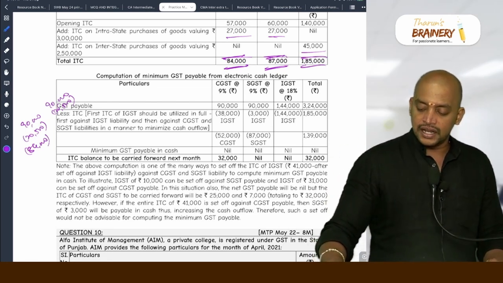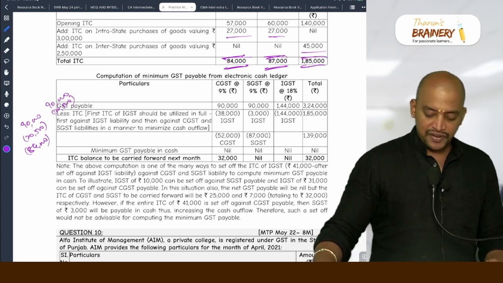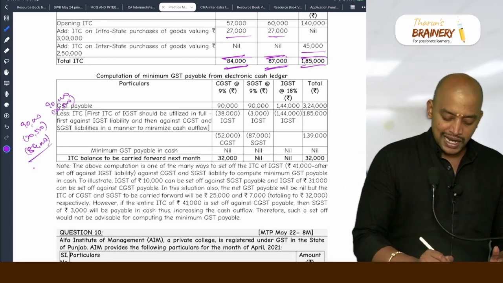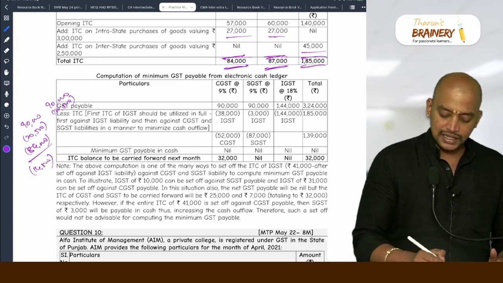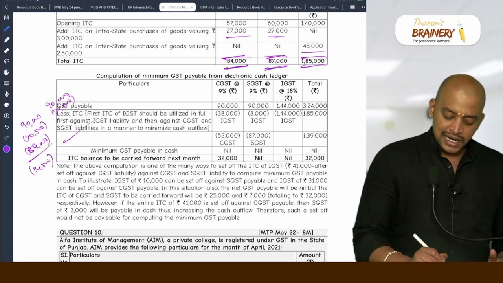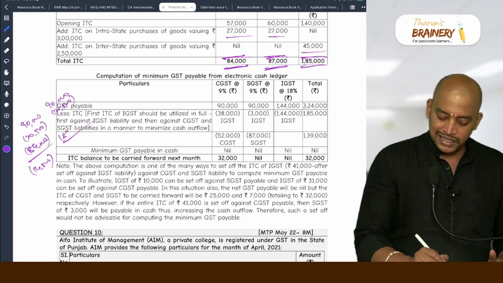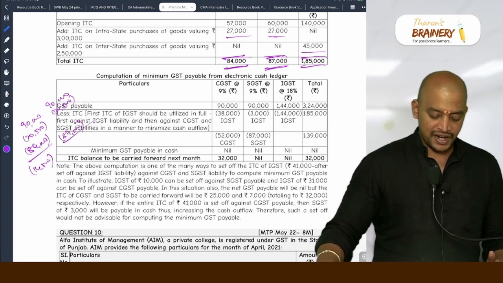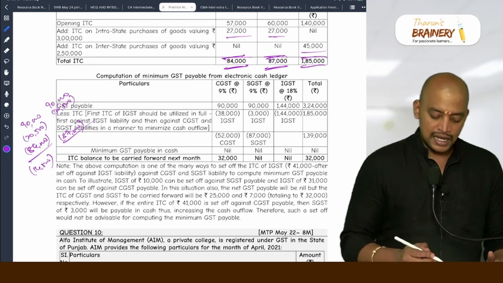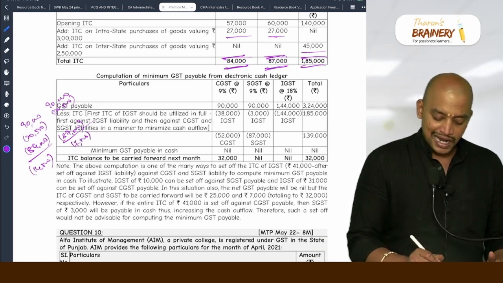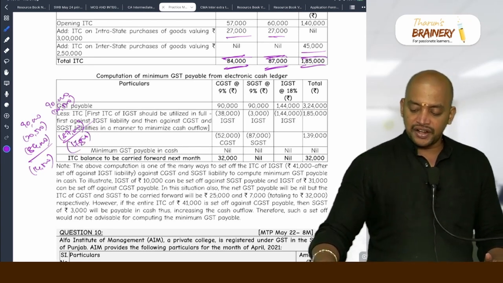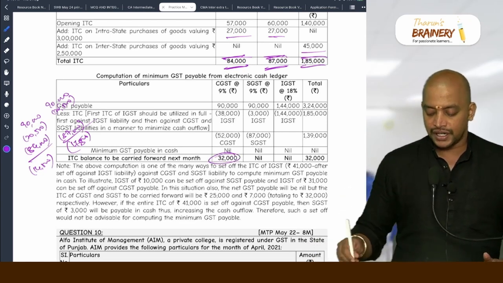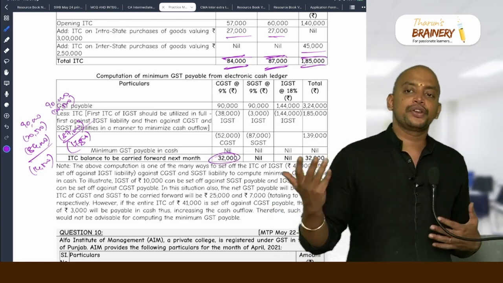How excess credit? 90,000 minus 2,500 minus 84,000, 14,500 will be excess credit. Correct? And here 90,000 minus 2,500 minus 87,000, 17,500 excess credit. So 17,500 and 14,500, 32,000. The total is correct. So anyway you can do.